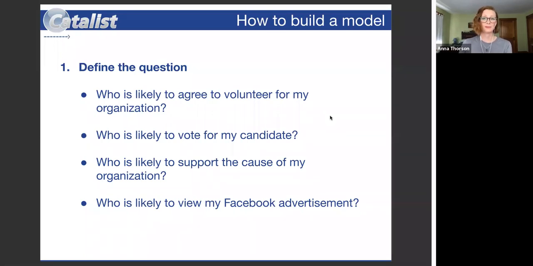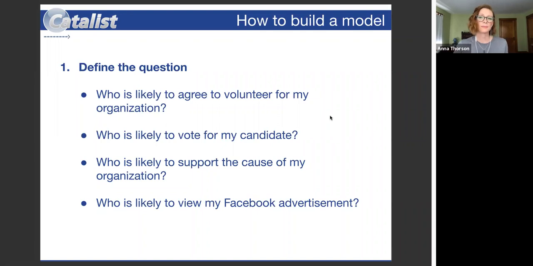If you want to do Facebook advertising, you might want a list of people who are likely to see it so that you're not wasting money. These are all the kinds of questions that an individual level predictive model can help to solve. If you can't in any way reframe your question to sound something like this, then my guess is that you don't need a model.